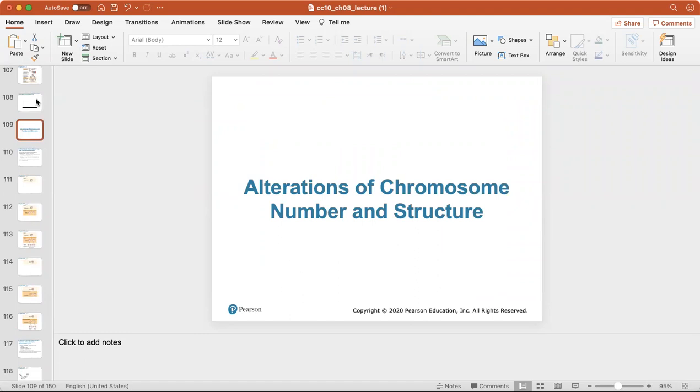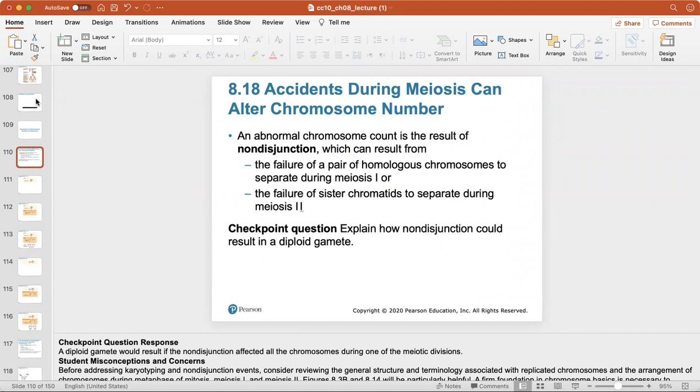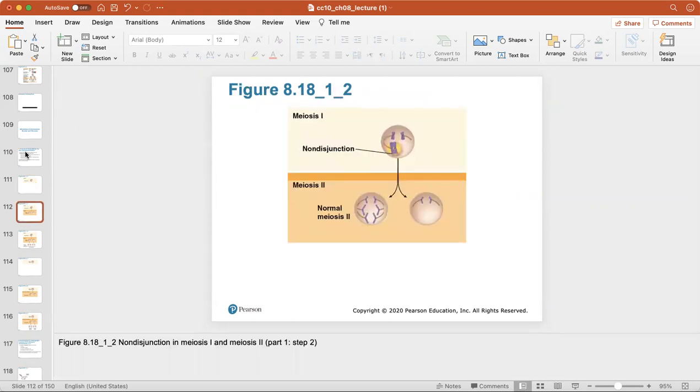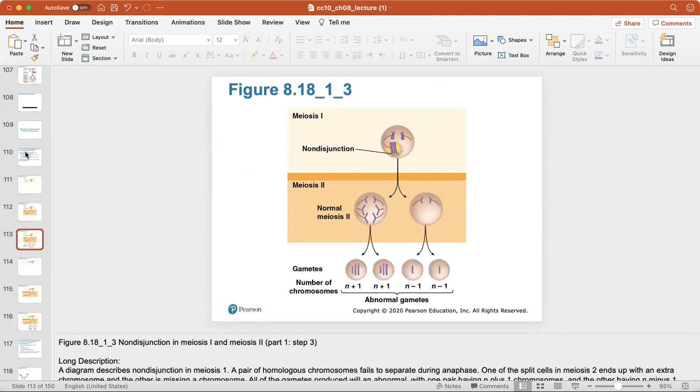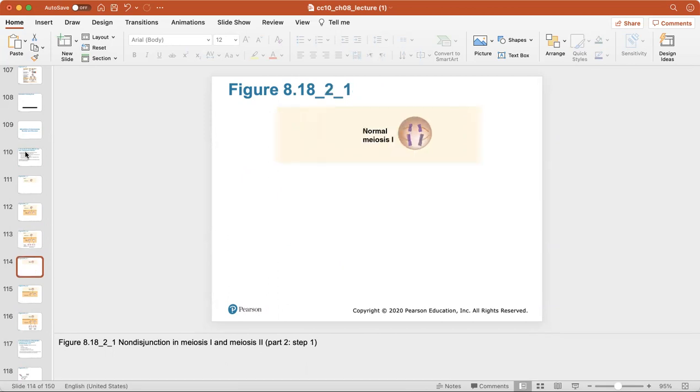Alterations of chromosome number and structure. An abnormal chromosome count is the result of non-disjunction, which can result from the failure of a pair of homologous chromosomes to separate during meiosis 1, or the failure of sister chromatids to separate during meiosis 2. And this is a look at non-disjunction, when the chromosomes fail to separate.